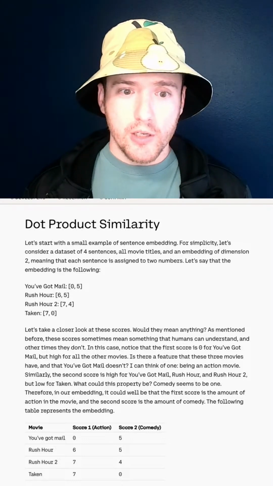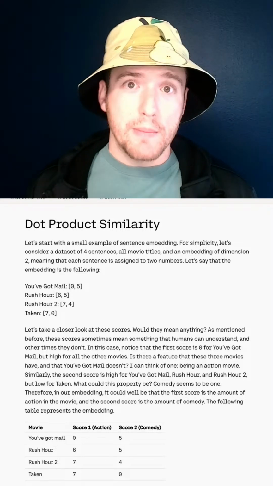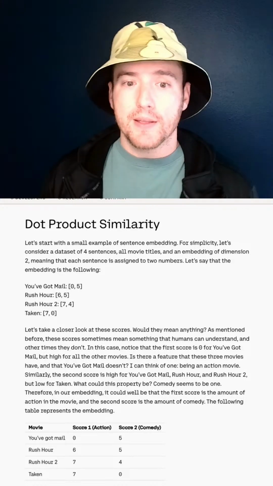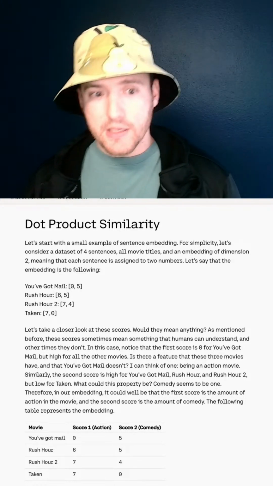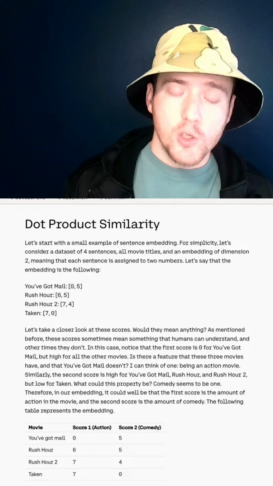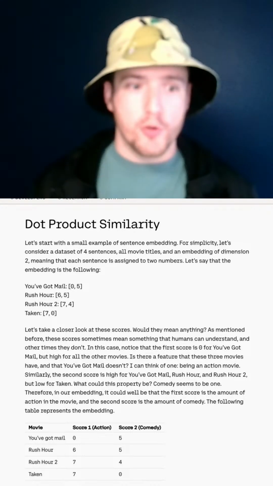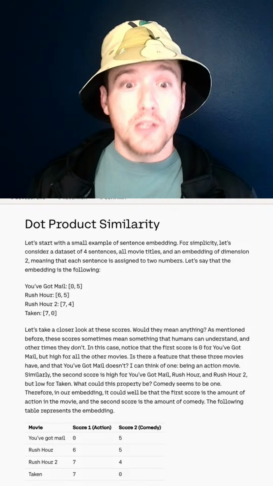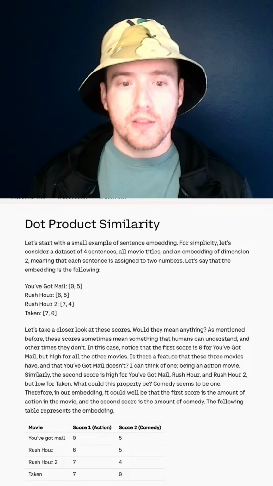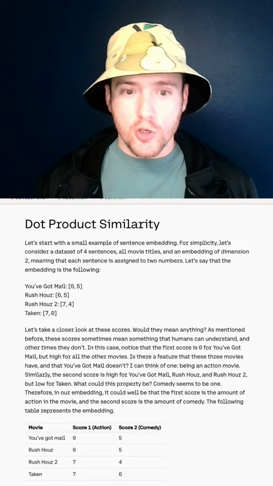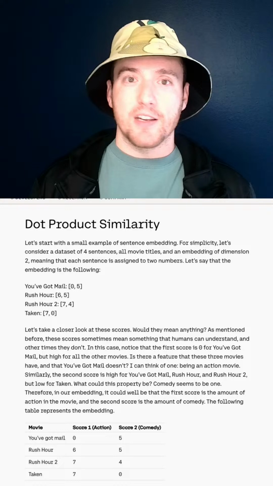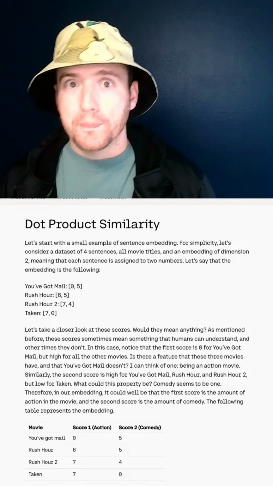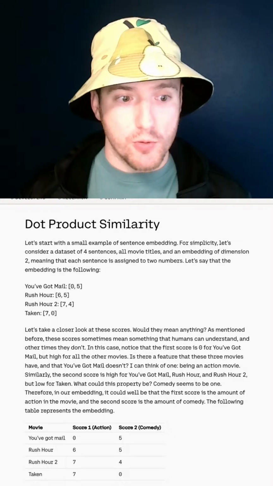If we take a closer look at these scores, would they mean anything? What would you find? Well, as mentioned before, these scores sometimes mean something that humans can understand, and other times they don't. But in this case, you notice that the first score is 0 for You've Got Mail, but high for all other movies. If you've seen these movies, is there any feature that these 3 movies might have that is different from You've Got Mail? The author could think of one. It's being an action movie.